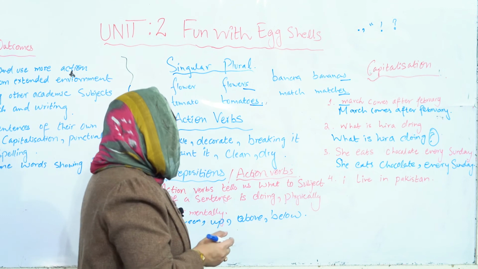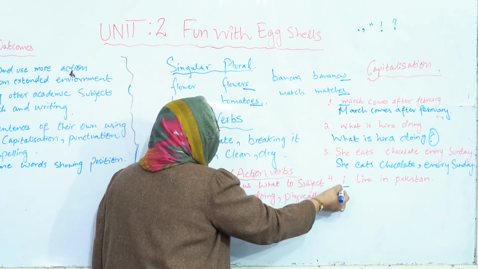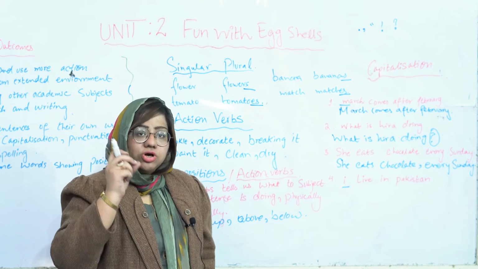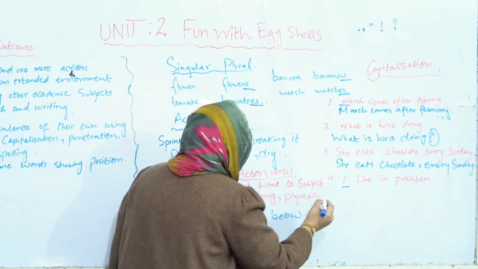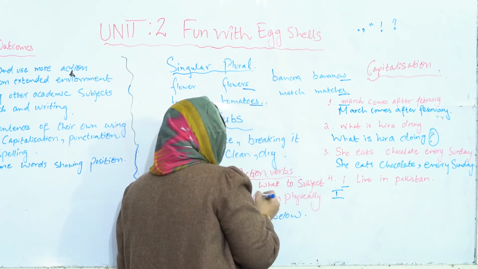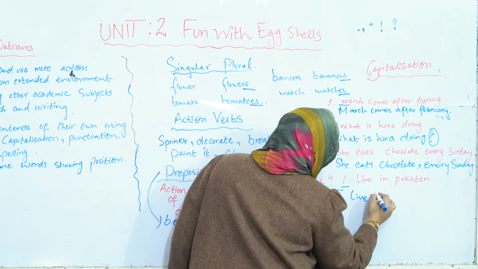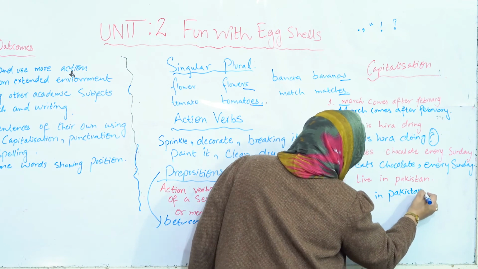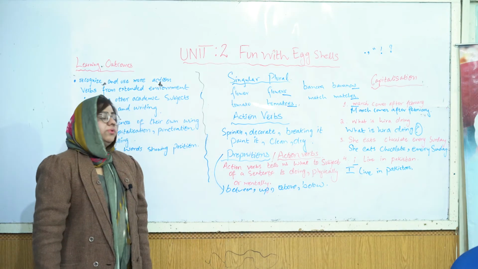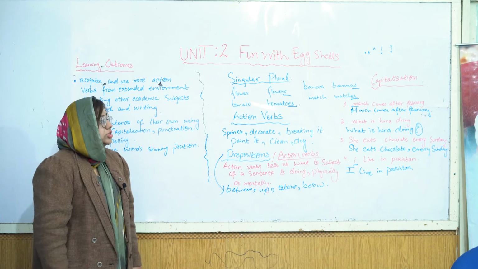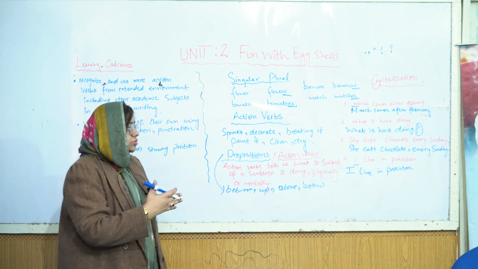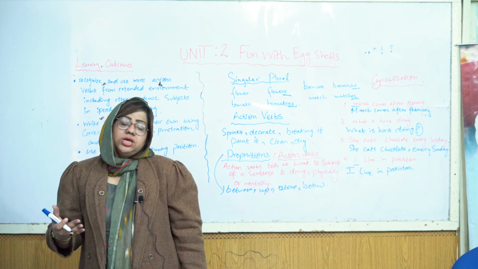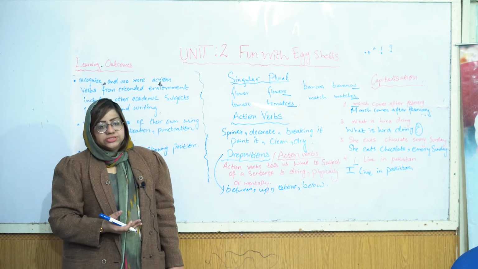part. You can see that there is a small I, and what we have learned about it, the first letter is always a capital letter. So we need to capitalize this. I live in Pakistan, and put a full stop over here. So this is the way to use capitalization and punctuation in writing sentences.